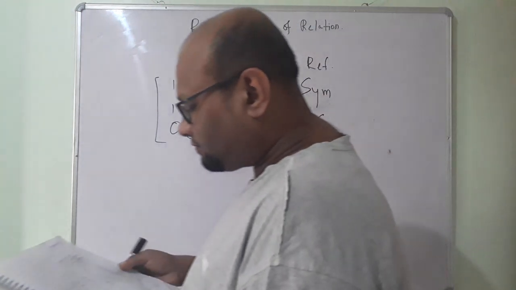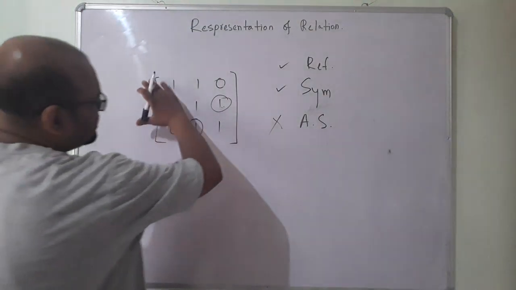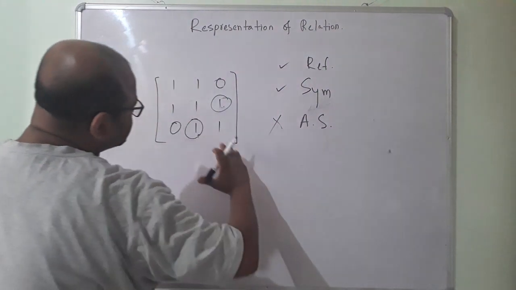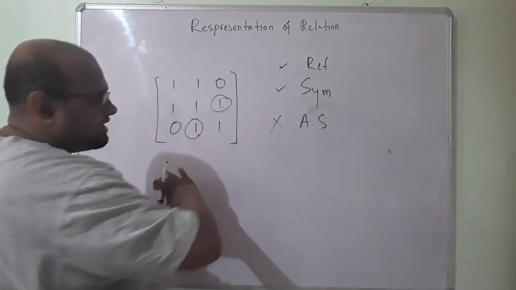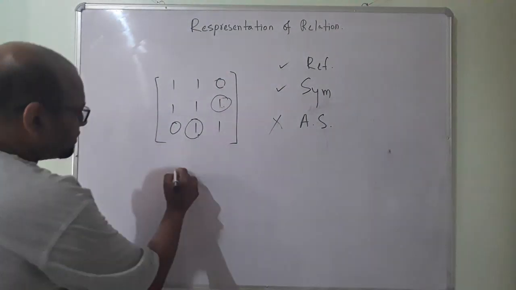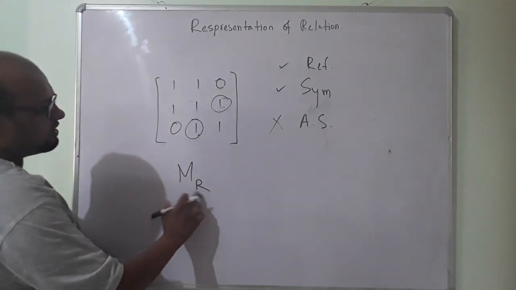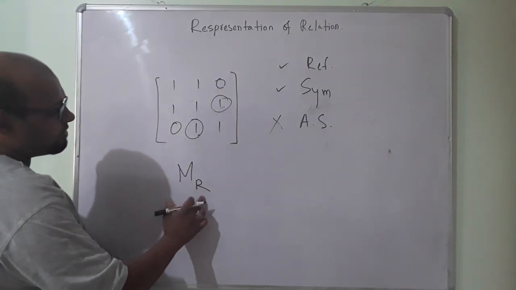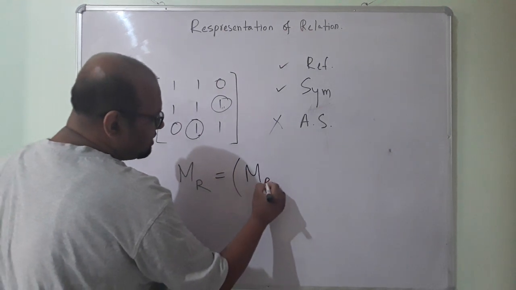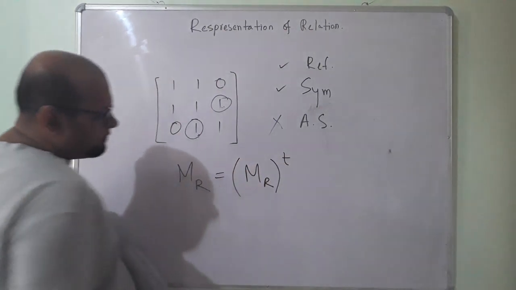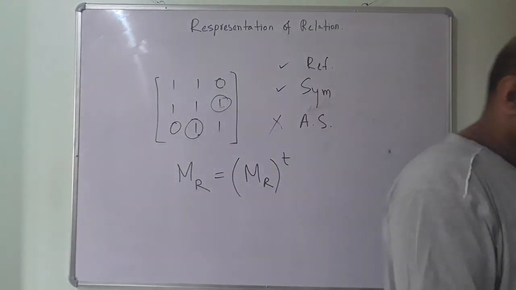One thing you should know, in case of symmetry, if we take this matrix and take the mirror image, they should be the same. In other words, for some relation R, if I have this matrix representation MR, this should be equal to MR transpose. If this is true, then my relation is symmetric.